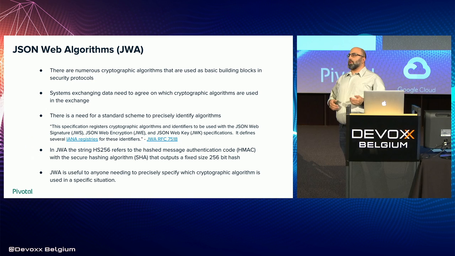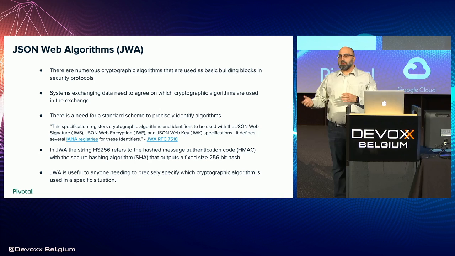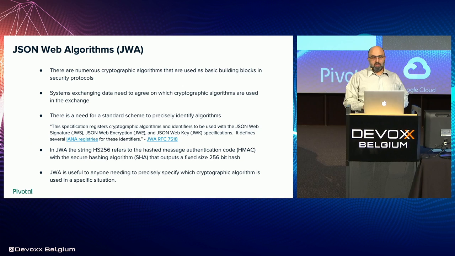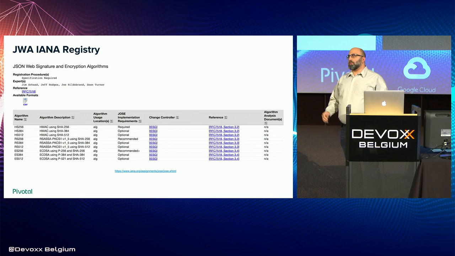So if you're writing your code in Java, you'd configure your Java crypto libraries to say, please use this algorithm. If you're using Node.js, you'd configure your Node.js libraries to use that algorithm. So JWA is quite useful for anybody needing to precisely talk about which algorithm was picked. There's actually an IANA registry, which is a table online, and it specifies the standard string names.